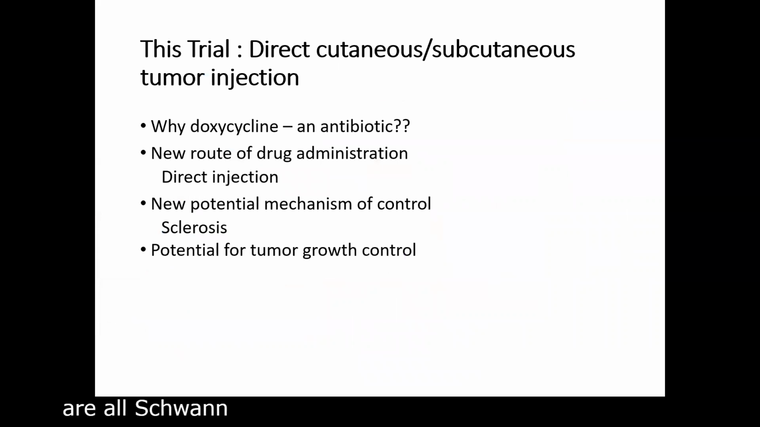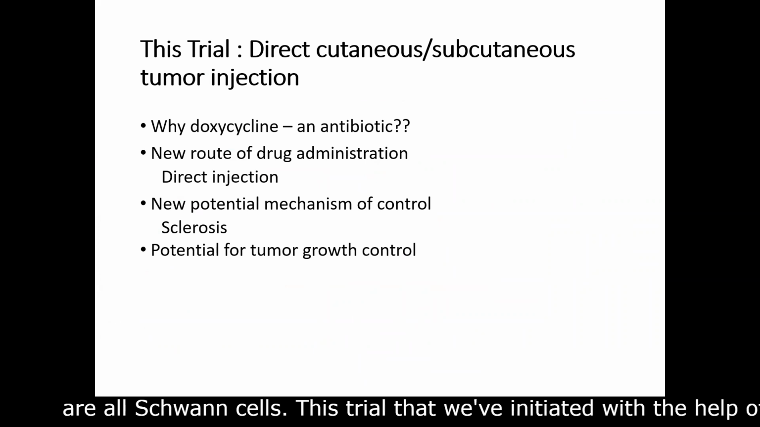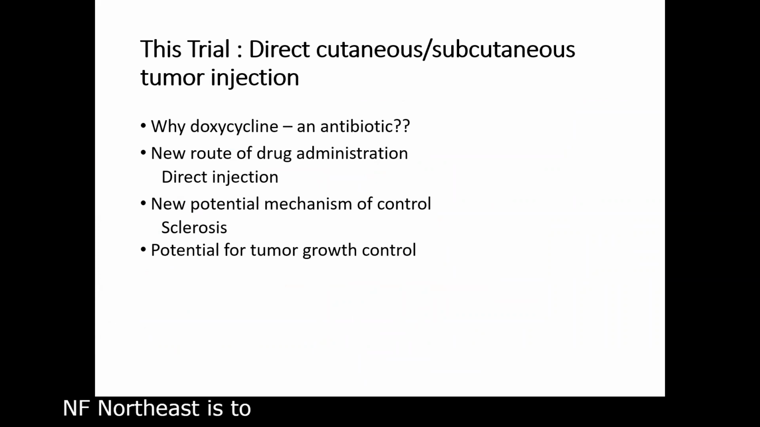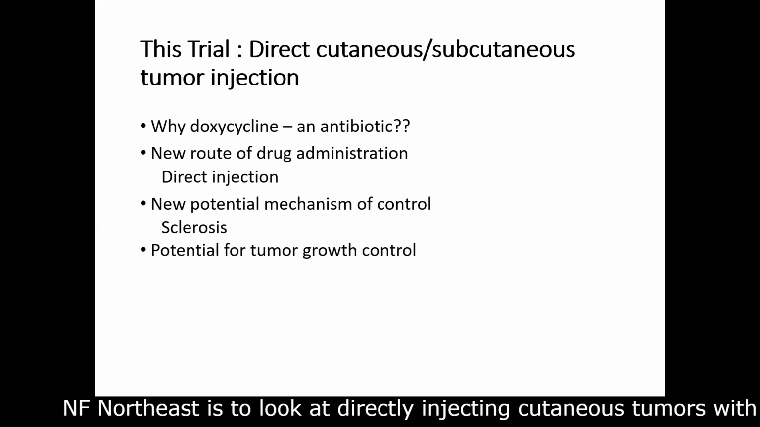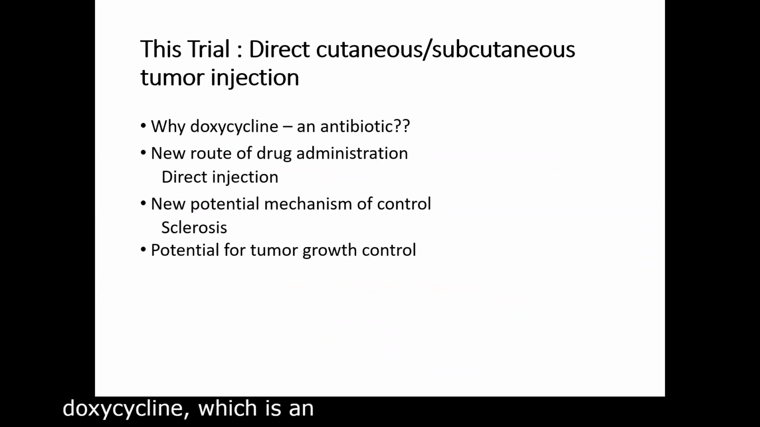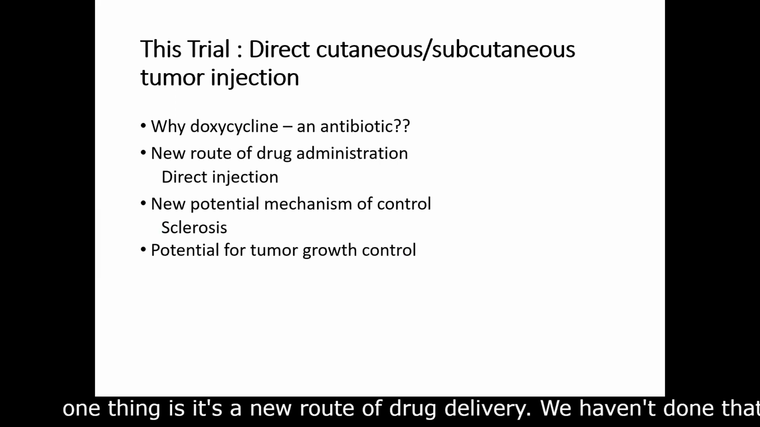And this trial that we've initiated with the help of the NF Northeast is to look at directly injecting cutaneous tumors with doxycycline, which is an antibiotic. And so most of you will be scratching your head saying, why are you using an antibiotic for a tumor? Well, one thing is it's a new route of drug delivery. We haven't done that too much.